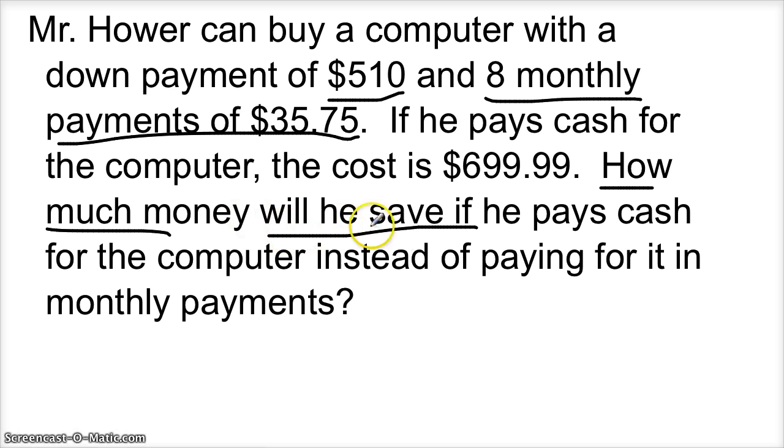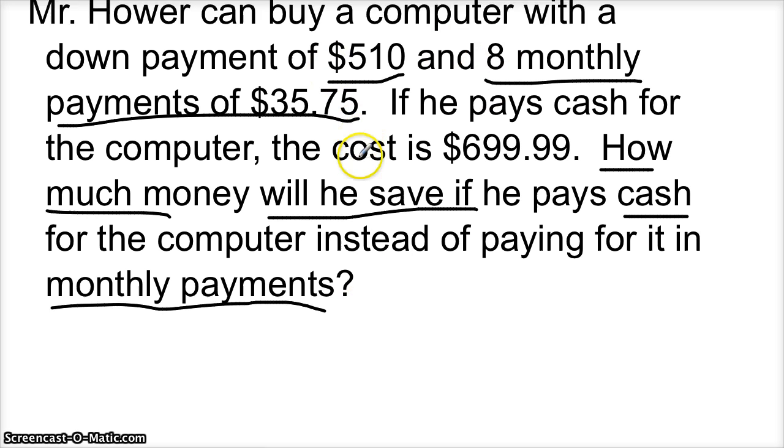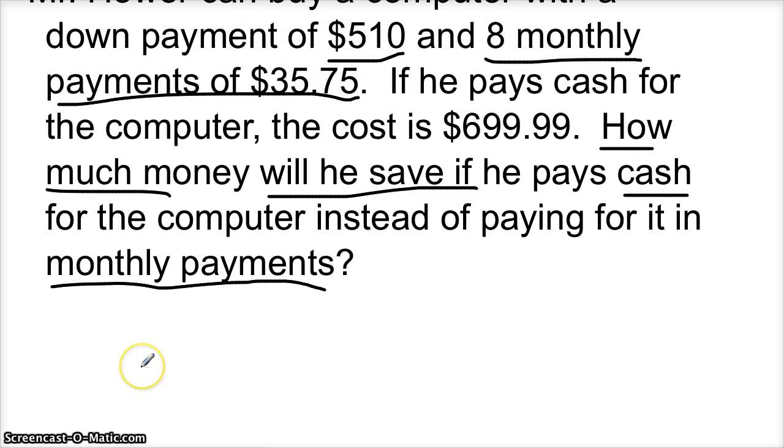How much money will he save if he pays cash for the computer instead of paying for it in monthly payments? So basically, I need to figure out the cash for the computer, which right here, $699.99, instead of monthly payments. So I need to figure out how much he's paying altogether if he's going to be making payments. So a down payment, if you don't know what a down payment is, that's when you have to put money down first, a little bit to say, I can afford this, here's what I'm going to pay. So again, I'm going to draw a tape diagram to help me work my brain through this.